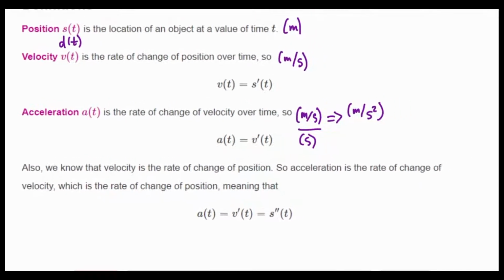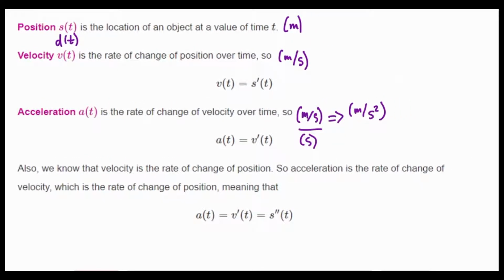Also, we know that velocity is the rate of change of position, so acceleration is the rate of change of velocity, which is the rate of change of position. So basically, acceleration is the first derivative of velocity and the second derivative of position, or often we'll use the word displacement when we're talking about this in terms of physics.